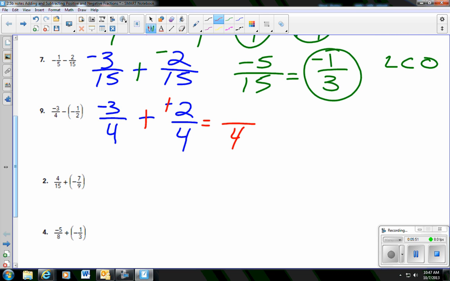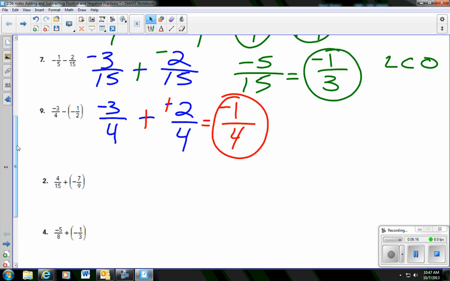And now we add our top numbers. So we have a negative plus a positive. So when you're adding numbers with different signs, you subtract their absolute values. So the difference between 3 and 2 is 1. And you have more negatives than you have positives. We have 3 negatives and only 2 positives. So our answer would be negative 1. So our answer is negative 1/4.